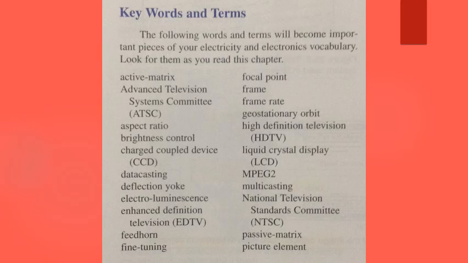Some of the keywords in the chapter are active matrix, Advanced Television Systems Committee, or ATSC, aspect ratio, brightness control, charge coupled device, or CCD, data casting, deflection yoke, electroluminescence, enhanced definition television, EDTV, feed horn, fine tuning, focal point, frame rate, geostationary orbit, high definition television, HDTV, liquid crystal display or LCD, MPEG-2, multicasting, National Television Standards Committee or NTSC, passive matrix, and picture element.